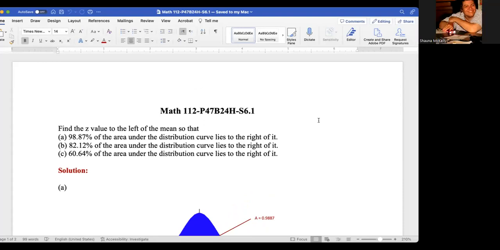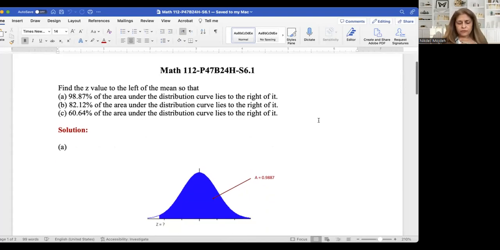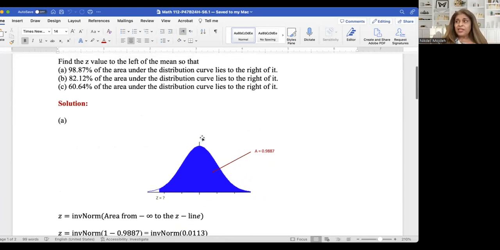Looks good. Find the z value to the left of the mean so that 98.87% of the area under the distribution curve lies to the right of it. When you have a bell curve, the mean is exactly in the middle. Do you see that line in the middle? That's the mean line, mu line. Okay, you have to find the z.